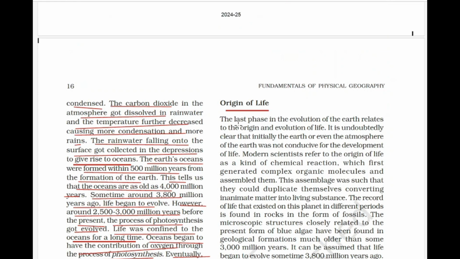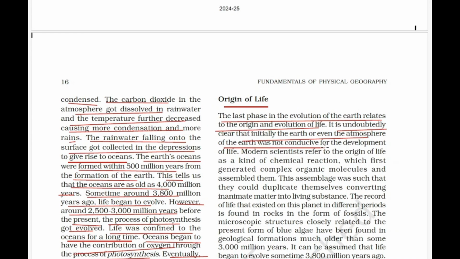Origin of life. The last phase in the evolution of the Earth relates to the origin and evolution of life. It is undoubtedly clear that initially the Earth, or even the atmosphere of the Earth, was not conducive for the development of life. Modern scientists refer to the origin of life as a kind of chemical reaction which first generated complex organic molecules and assembled them. This assemblage was such that they could duplicate themselves, converting inanimate matter into living substances.